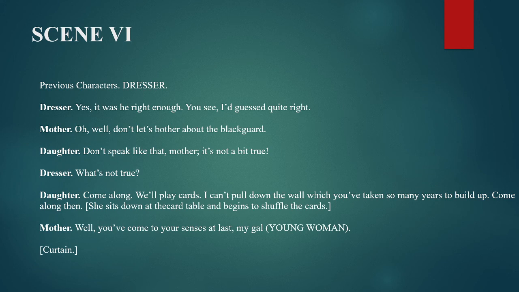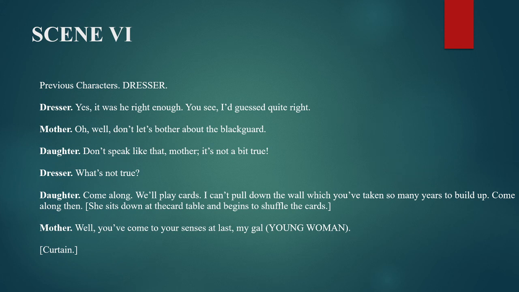So the dresser says, yes, it was he, right enough. You see, I guessed quite right. Mother says, oh well, don't let us bother about the blackguard. See, now these two, mother and dresser, again come to know the reality that the father was trying to take this daughter away from these two, and definitely somebody is creating this situation. So the dresser says that what's not true.